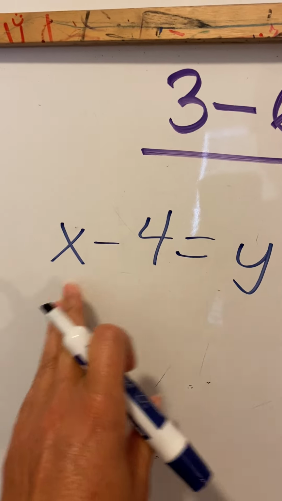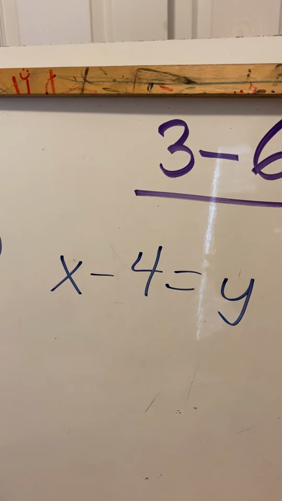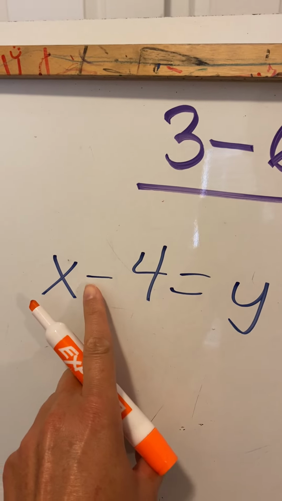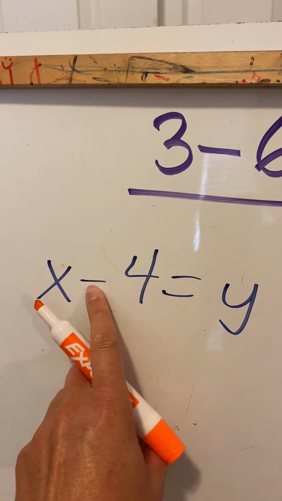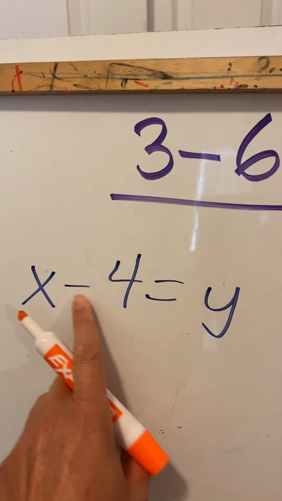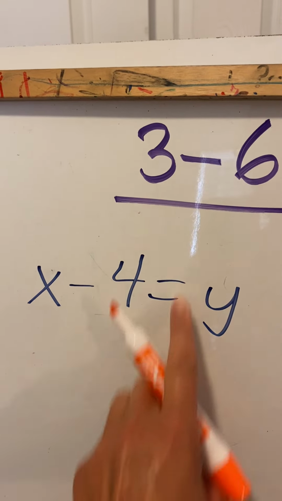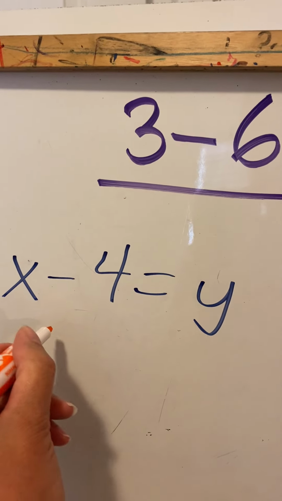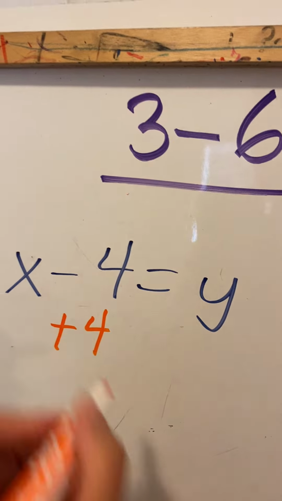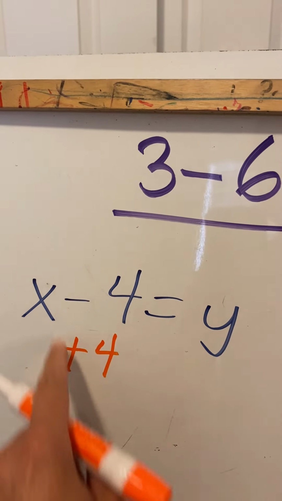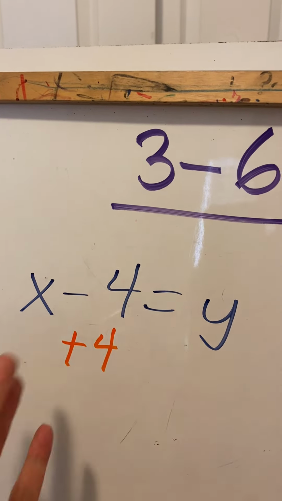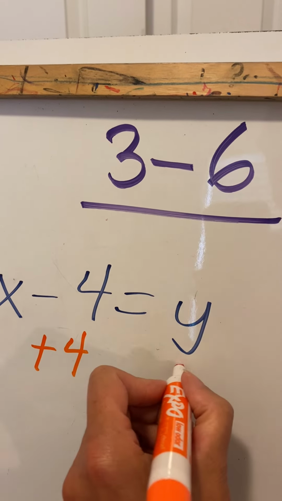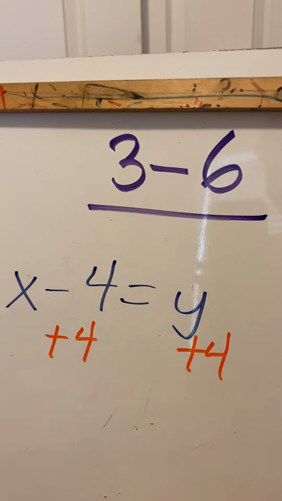And in order to do that, we need to move the 4 over. When we look at this 4, we see that it's minus 4. We have a negative sign in front of it. So if we're subtracting 4, we're going to have to do the opposite, which is to add 4 here, and that's going to make this 0 because negative 4 plus 4 is 0. And whatever we do here, we have to do the same thing over here, so we have to add 4 over here.